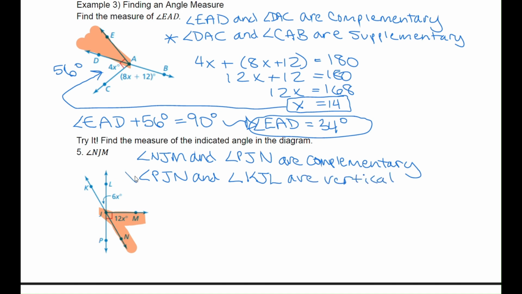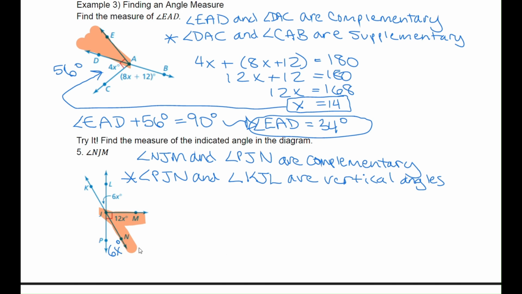So I'm going to start here. Angle PJN and angle KJL are vertical angles. If they are vertical angles, that means they have to have the same angle measure. So if angle KJL is 6x degrees, that means angle PJN also has to be 6x degrees.